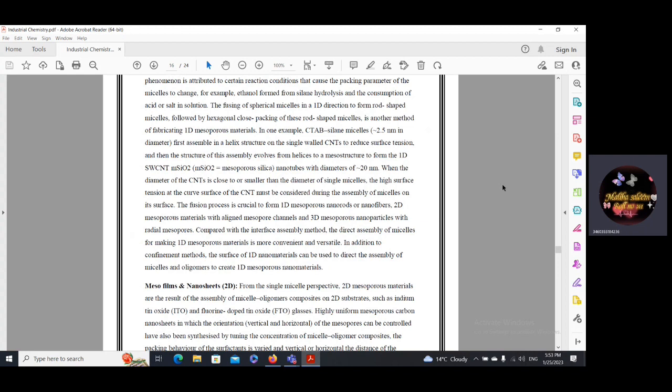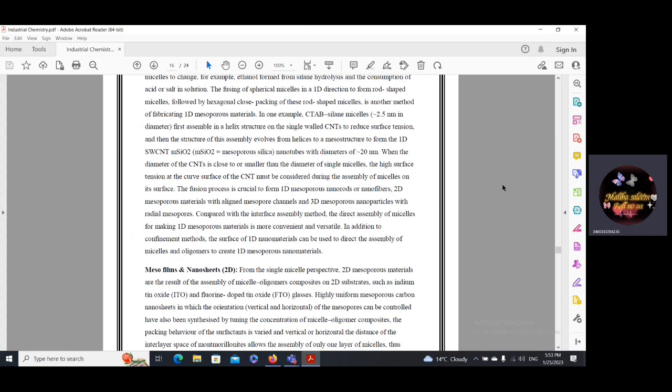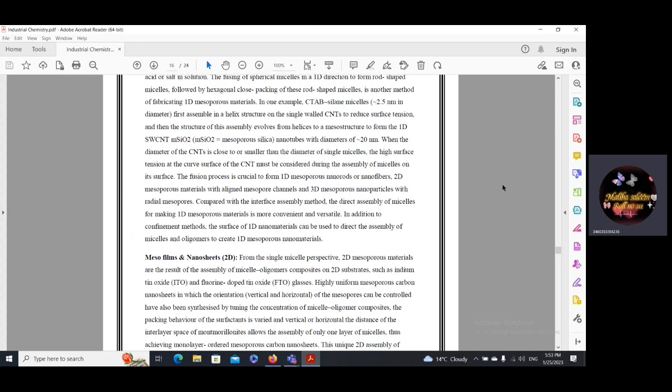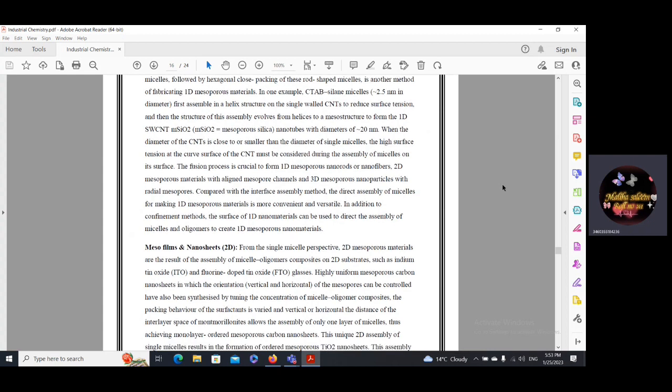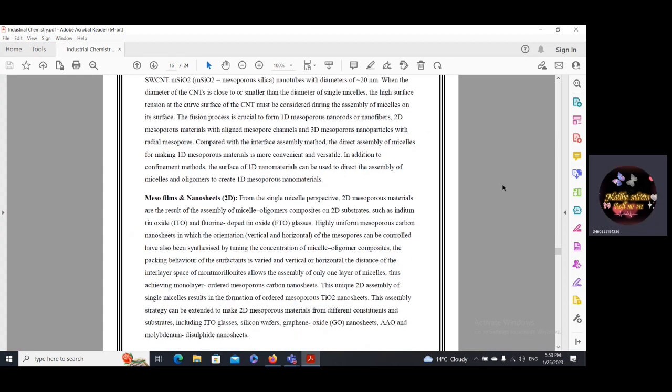In one example, CTAB silane micelles approximately 2.5 nm in diameter first assemble into helical structures on single-wall CNTs to reduce surface tension, and then the structure of the assembly transforms from helicals to mesostructure to form the 1D. When the diameter of the CNT is smaller than the diameter of the single micelle, the high surface tension at the curved surface of the CNT must be considerable during the assembly of micelles on its surface. The fusion process is crucial to form 1D mesoporous nanorods and nanofibers, 2D mesoporous material with aligned mesoporous channels, and 3D mesoporous nanoparticles with radial mesopores.